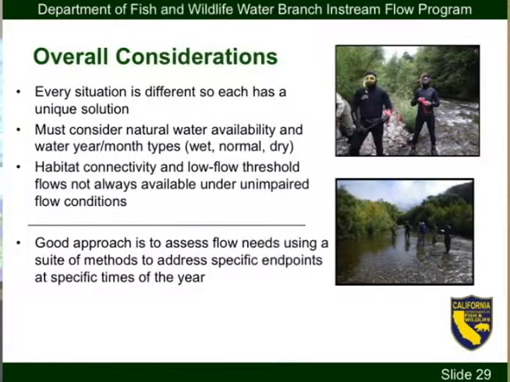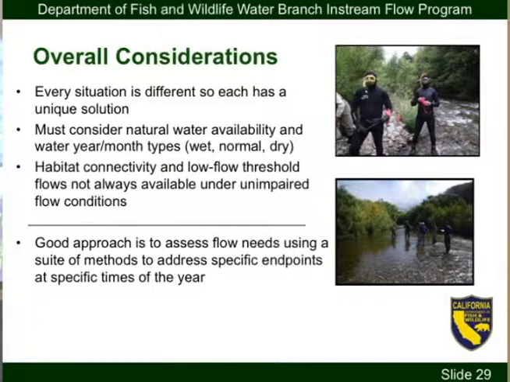Overall considerations, so just to start wrapping up: basically every situation is different, with a lot of different questions. One of the key things you have to consider when identifying these flow levels is that you always have to consider what natural water availability is. For example, in a drought year, with different water year types, it's going to be different. That's the advantage of some of the techniques. It allows you to do that.